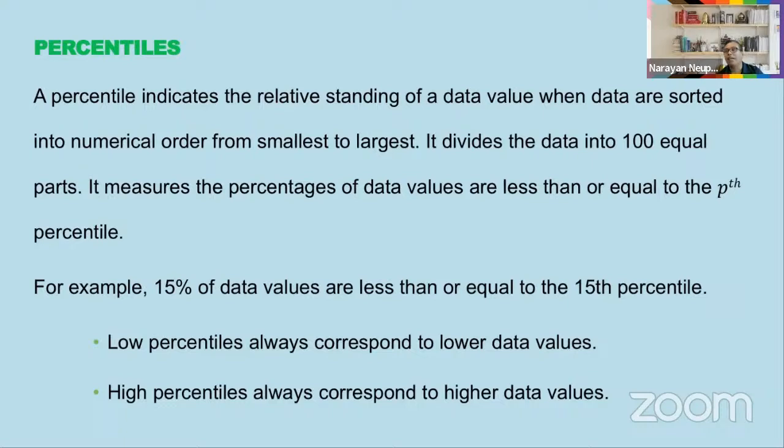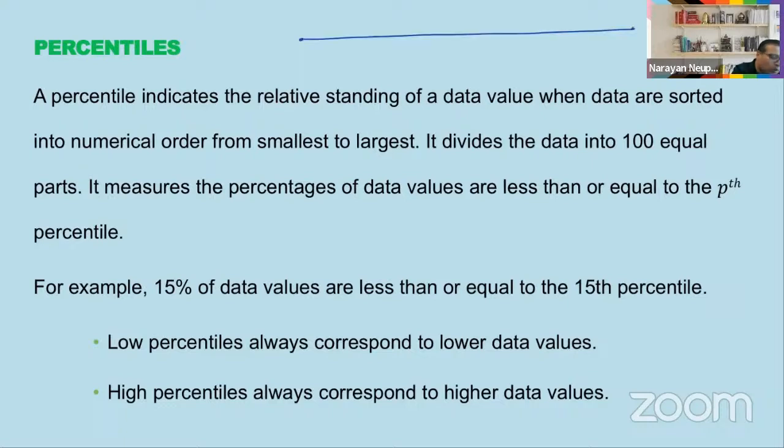Percentile divides the data into 100 equal parts. If we arrange the data from smallest to the largest, it divides the data into 100 equal parts, and there are 99 percentiles.